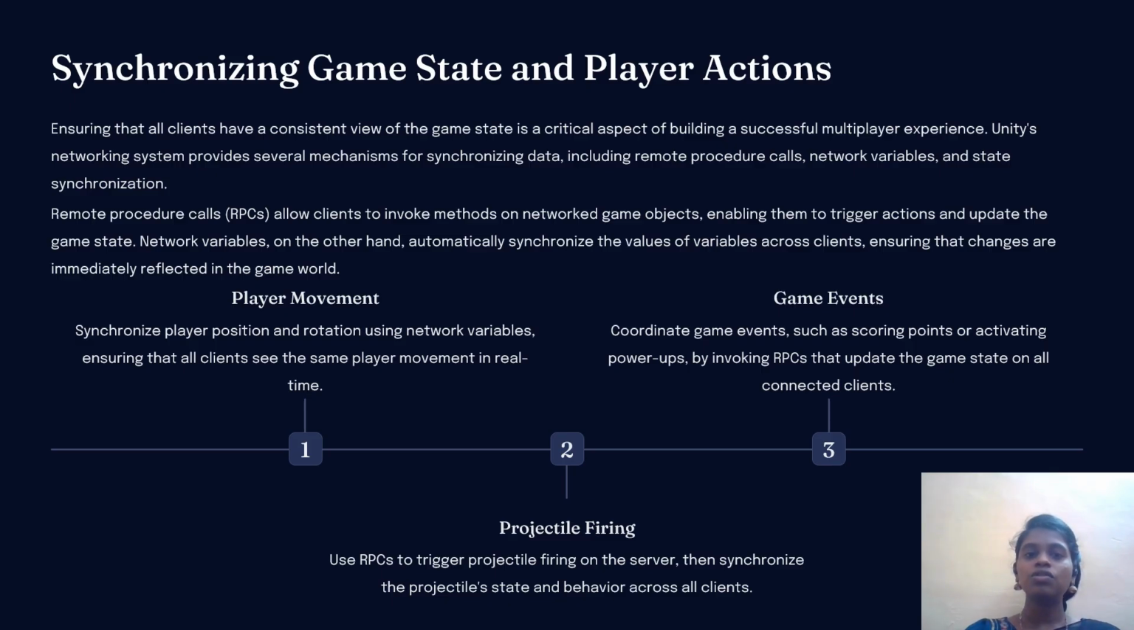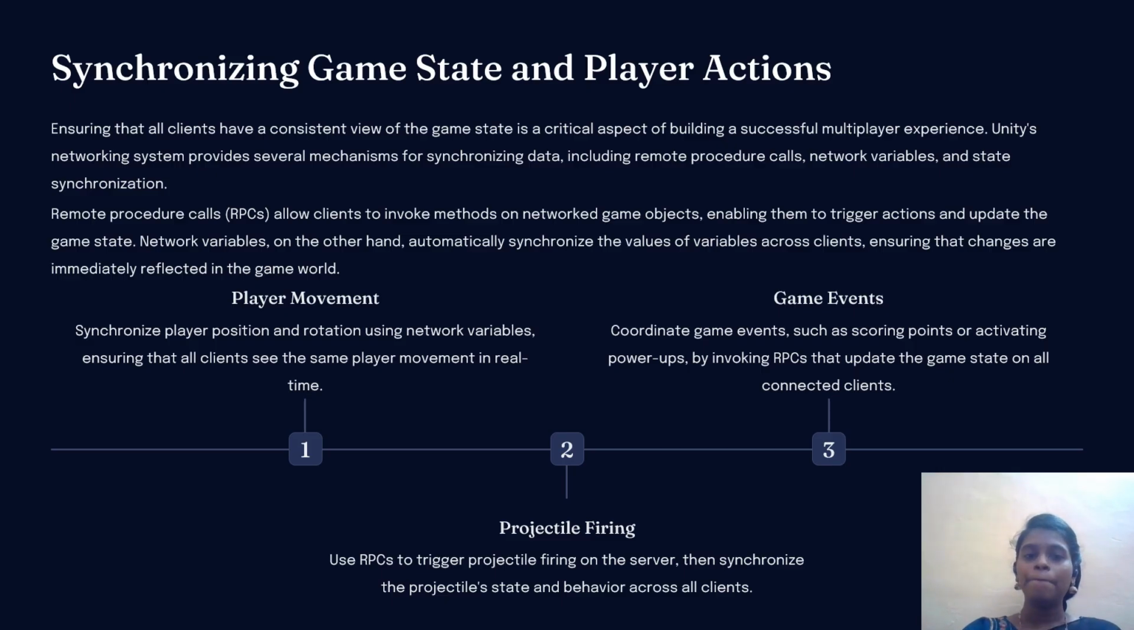Remote procedure calls allow a client to invoke a method on networked game objects in Unity, so that the actions can be performed and the game state updated accordingly. Network variables, on the other hand, automatically synchronize the values of variables across the clients, ensuring the changes are immediately reflected in the game world. If multiple players take part in a single game world, every move can be immediately reflected in it.